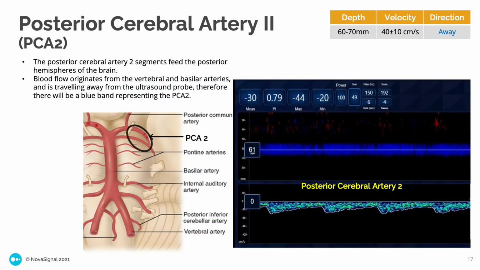The P2 segment feeds the posterior hemispheres of the brain as well, and it flows away from the transducer. It's important to note you will never see P1 and P2 segments of the PCA on the same M mode screen. They live in anatomical locations which are different. P2 lives posterior to P1 at the same depth. So once you identify P1, you do not change the depth, you just aim the transducer more posterior and you will get P2.